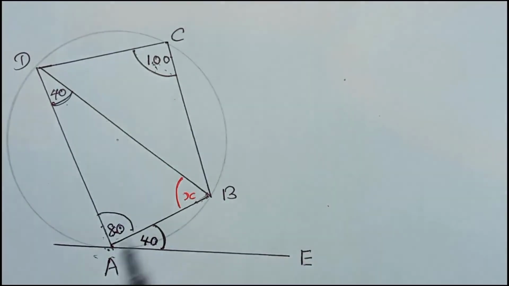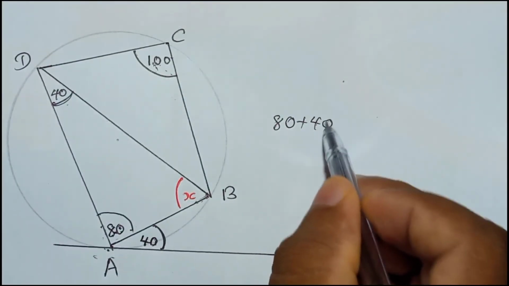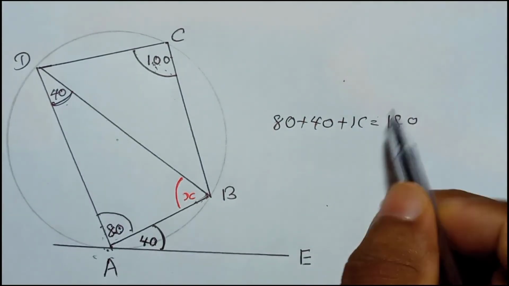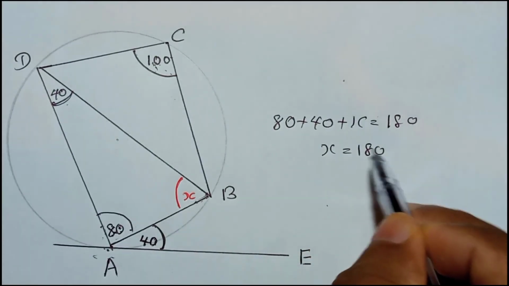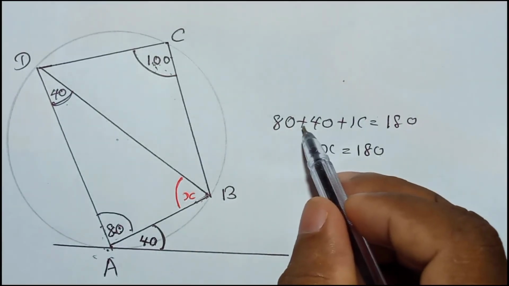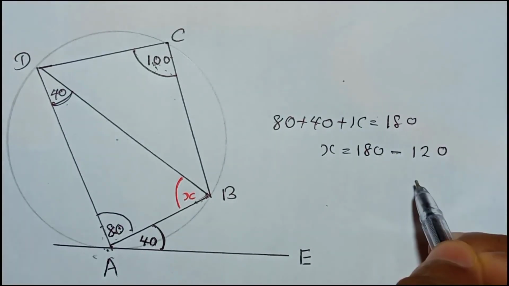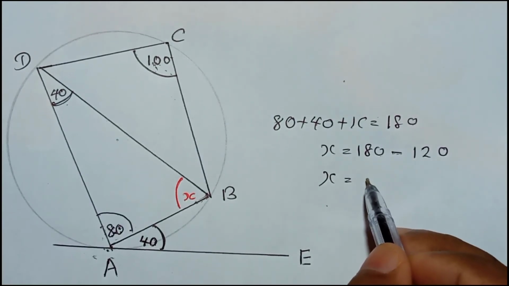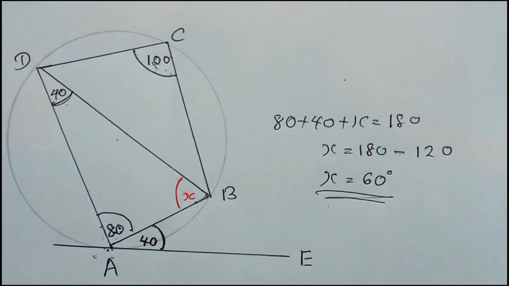How? We can write like this: 80 plus 40 plus x should be 180. So x equals 180 minus, if I add these two and bring them over, 120. So x will be 180 minus 120, which means 60 degrees. So x equals 60 degrees.